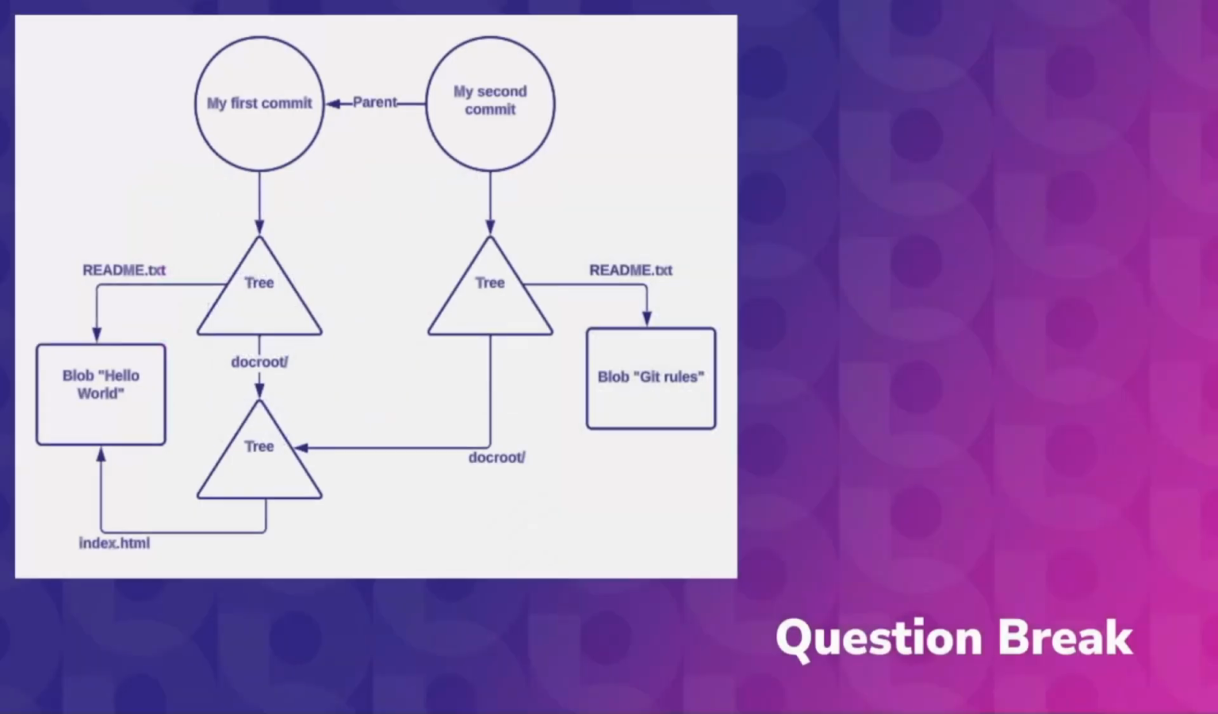So if we take a step back and look at the entire picture of what we just did, we have our first commit. That commit is going to point to a tree and then point to the hello world blob via both readme.txt and docker/index.html. When we make our second commit, it's going to point to a new tree where readme.txt is pointing to that hello world blob, but it's also going to point back to this original tree because the contents of this tree have not changed, so they have the same hash.